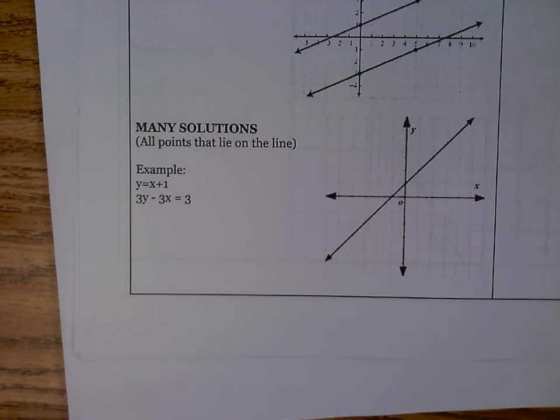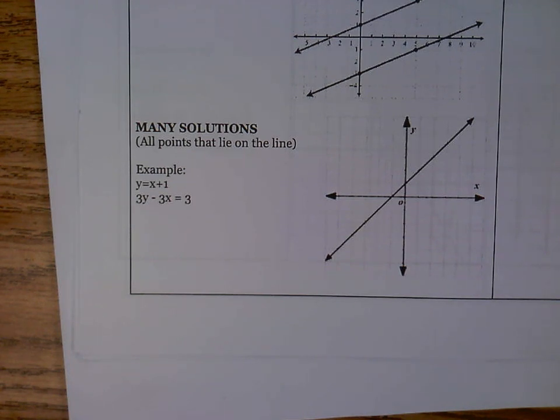And here's an example. So why does this come out as the same line? Because when I try to solve this for y equals, you don't have to write this part down, but my first step would be adding the 3x to the other side, and then see what happens when I divide by 3. I get y equals x plus 1, which is exactly what I started with.